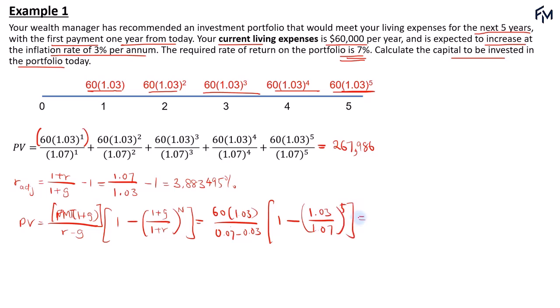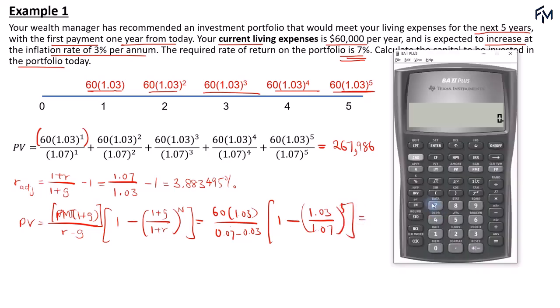So if you were to work this out using a calculator, if I work from inside the bracket, I have 1.03 divided by 1.07, and that's to the power of 5. So that gives us the second term here, so that would be negative, plus 1. And then you multiply to the numerator, 60 times 1.03, and then we'll divide by bracket 0.07 minus 0.03, close bracket.